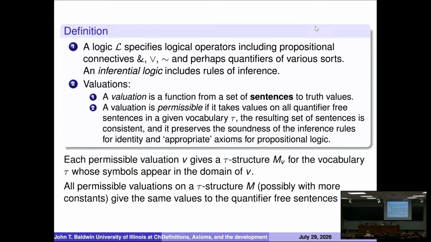Now, what we want to do is try to find a way to make these two notions connect. And so a valuation is what I just said. It's permissible if it takes values on all the quantifier-free sentences. So this collection of sentences has to tell you all the quantifier-free sentences. The resulting set of sentences is consistent, and it preserves the soundness of the inference rules for identity and the axioms that we'll later prescribe for propositional logic, because this failure of categoricity, it fails for propositional logic in the way that most people think about it, and that's been known for 75 years.